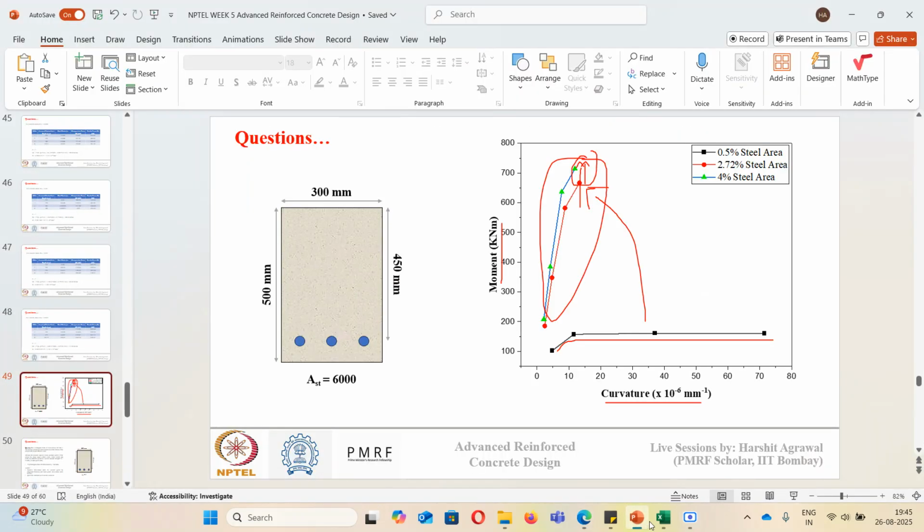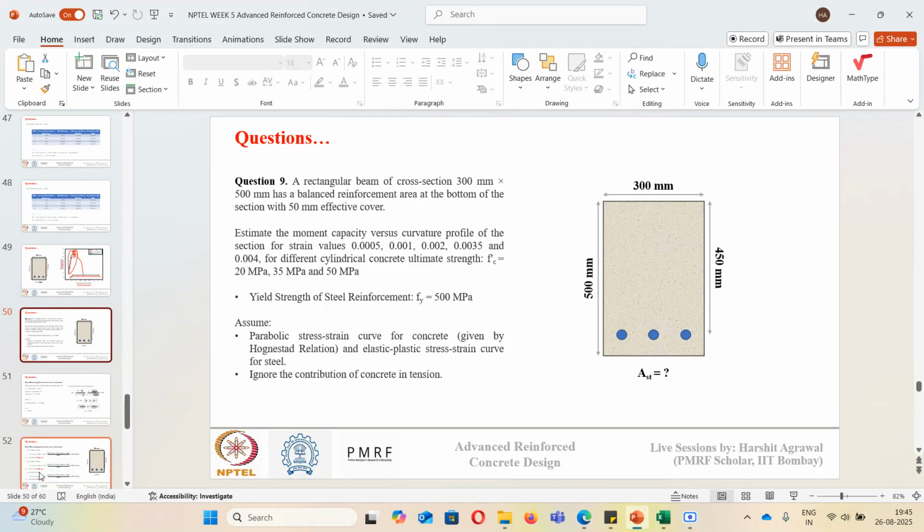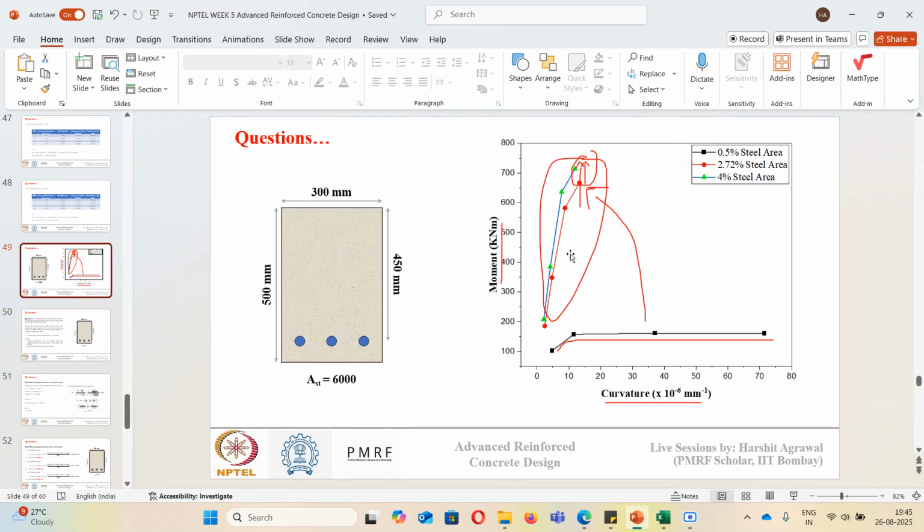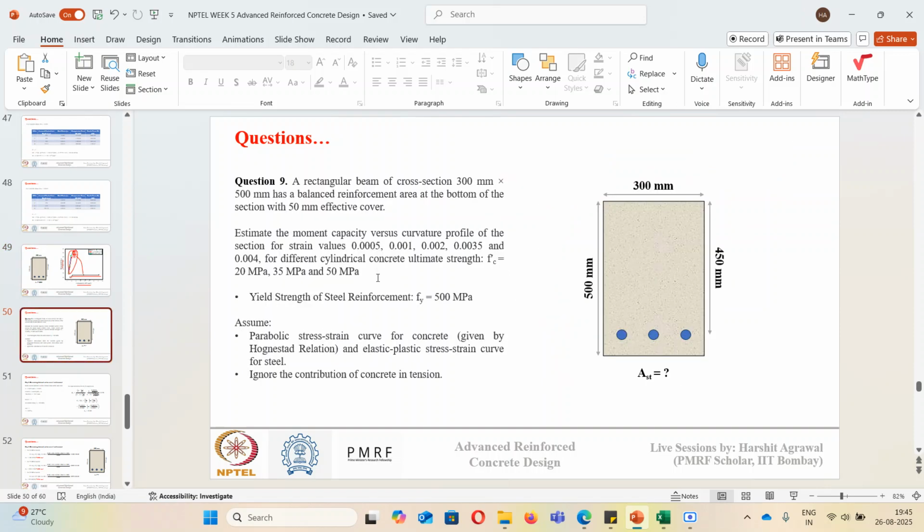Okay. One more application we'll see. So in this application, we saw the effect of reinforcement area. So you understood that up till balanced reinforcement, there is drastic change. However, above that, the change is minimal. Now let's see what is the effect of concrete grade. Okay, so the same section I am keeping. Now, at a balanced reinforcement area, what will be the effect of concrete strength on the moment curvature behavior?